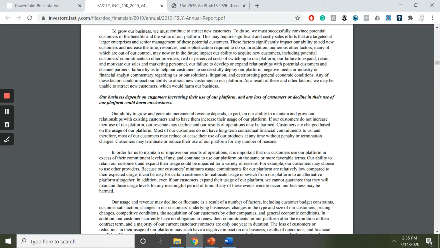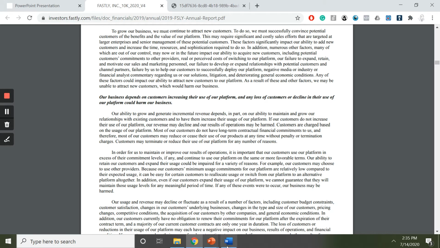More things in the generic realm. Our business depends on customers increasing their use of the platform. Any loss of customers or decline in the use of our platform could harm our business. Yes, that's like Coca-Cola saying, our business depends on the consumption of our beverage, and any loss of consumption will harm our business. You see where this goes now.